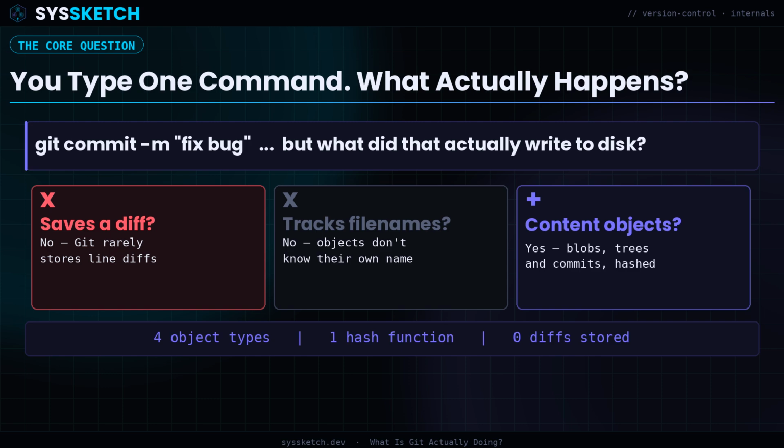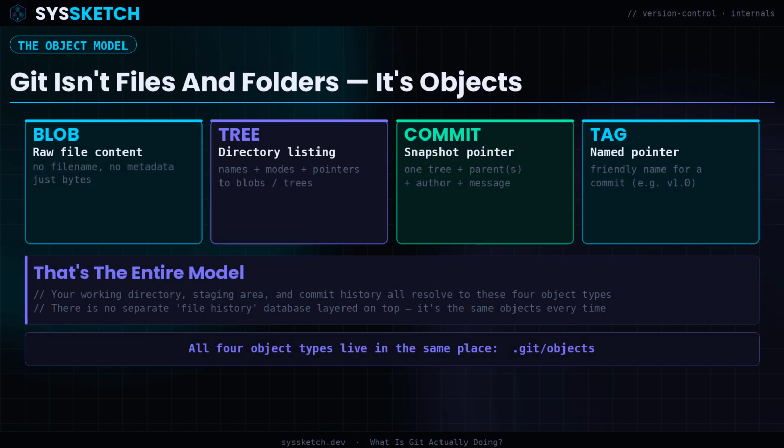So what is Git actually built on top of? 4 simple object types and one very important idea: content addressing. Its entire database is a folder called .git/objects, and everything inside it is one of 4 object types. A blob stores raw file content, no file name, no metadata, just bytes. A tree stores a directory listing, names, modes, and pointers to blobs or other trees. A commit stores a pointer to one tree, a pointer to its parent commit or commits, an author, and a message. And a tag is a named pointer to any of these, usually a commit. That's it. That's the entire model.